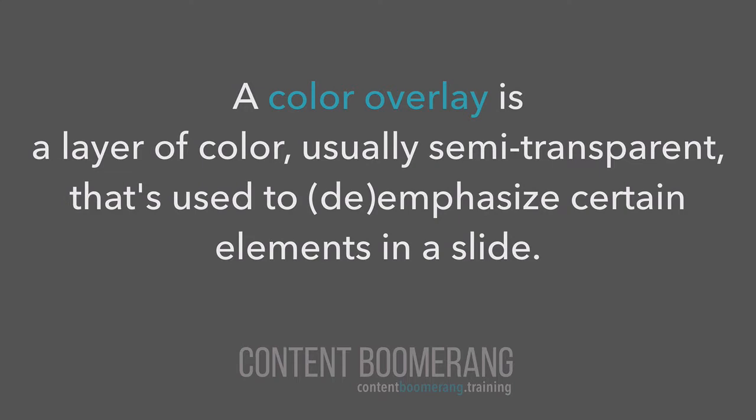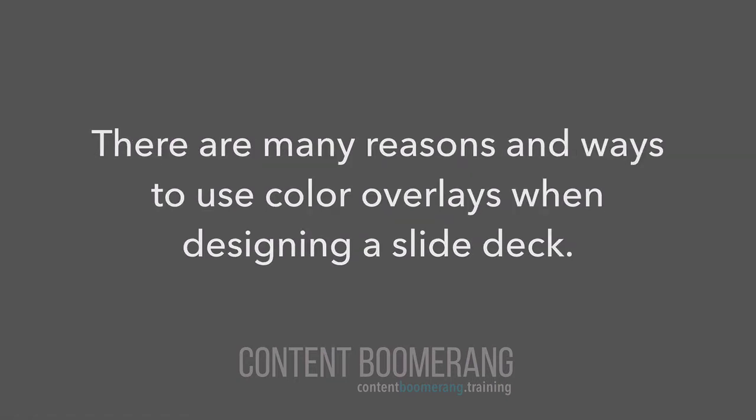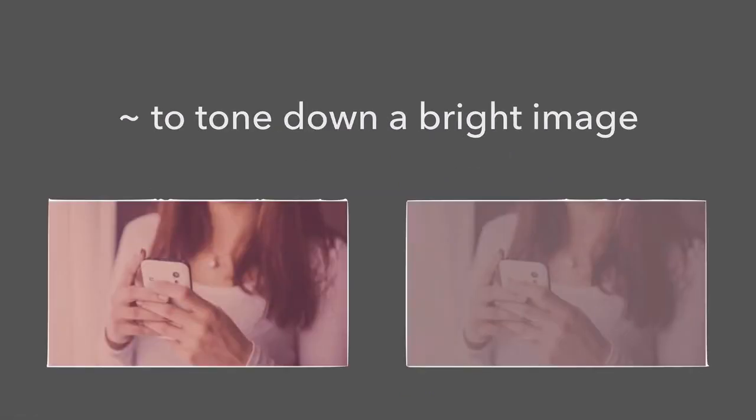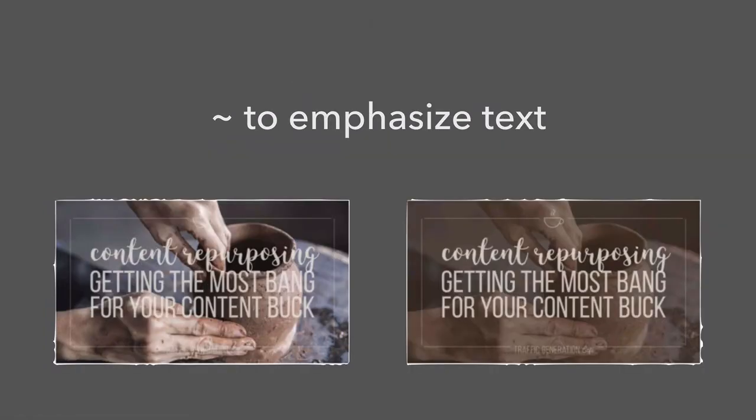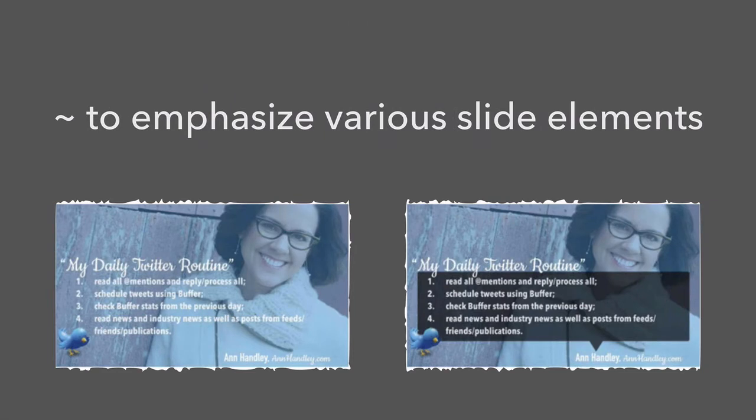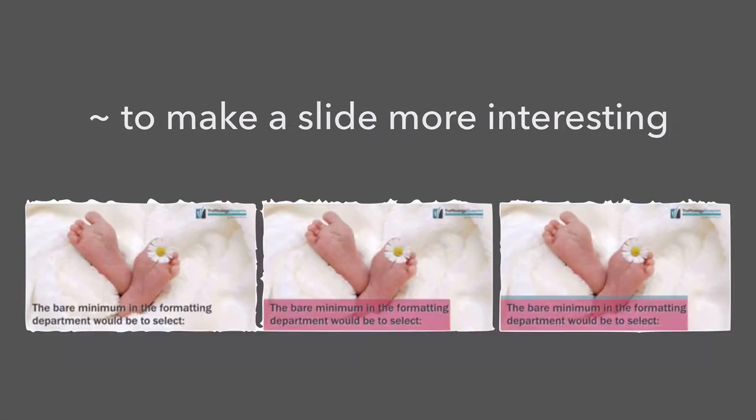A color overlay is simply a layer of color, usually semi-transparent, that's used to emphasize or de-emphasize certain elements in a slide. There are many reasons and ways to use color overlays when designing a slide deck. For instance, you can use it to tone down a bright image, or to tie an image in with your brand colors, to emphasize text, to emphasize various slide elements, or even to make a slide more interesting.